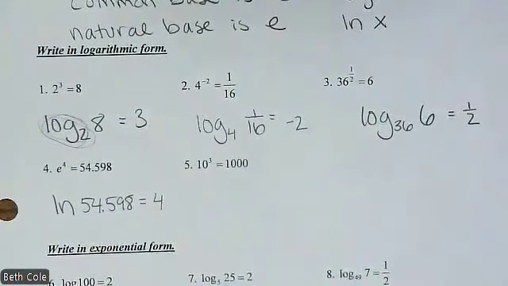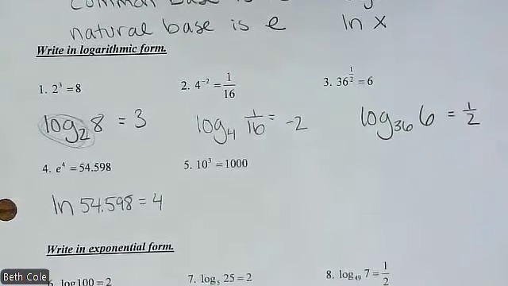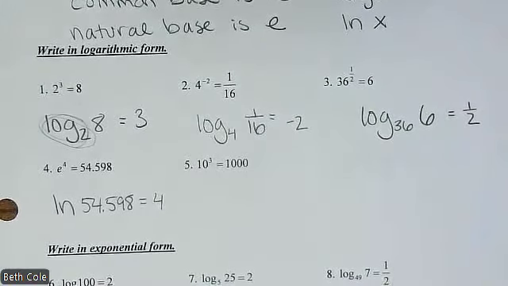Why is it a weird decimal? Because e is a weird decimal. e is 2.718. So, you know, it's going to come out funny because e is an irrational number. I shouldn't say weird. I should use good vocabulary, right?